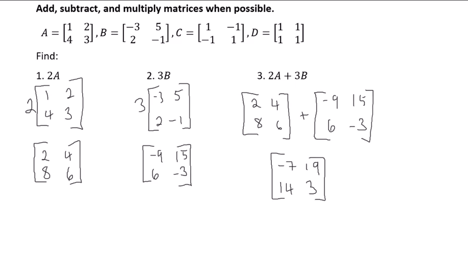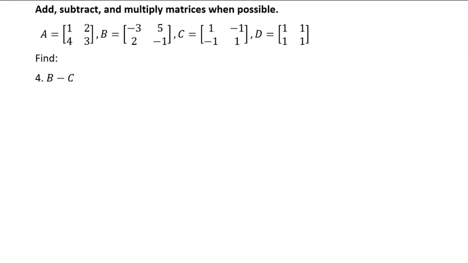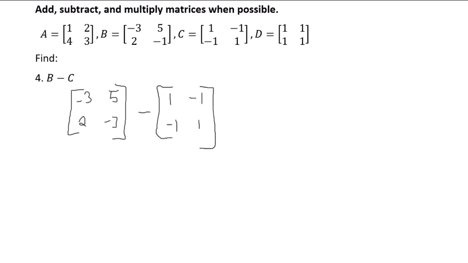All right, let's look at some other examples. In this one we are going to do subtraction. So I'm going to write out B as -3, 2, 5, -1, minus C, which is 1, -1, -1, 1. Okay? And it is the same as addition where we look at each individual spot. So -3 minus 1 is -4. So that's the top left in each.